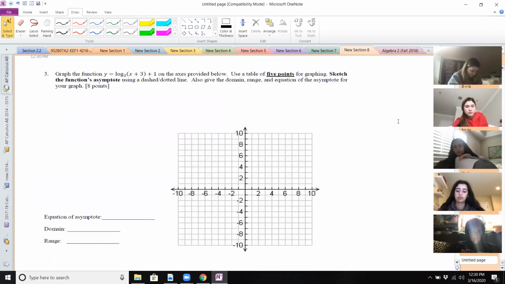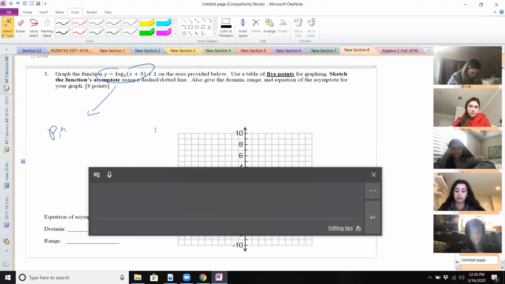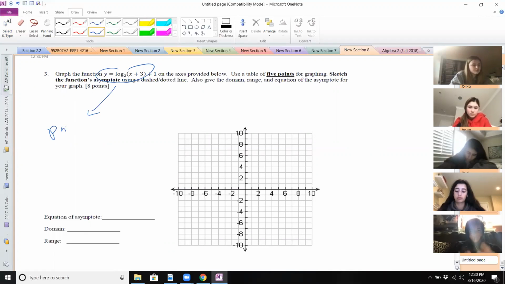Your parent. Why did that reappear? Okay. Yeah, the parent's going to be y equals log base 2 of x.